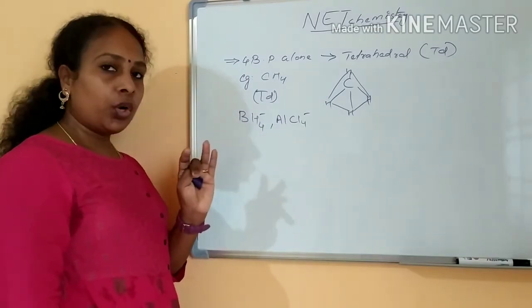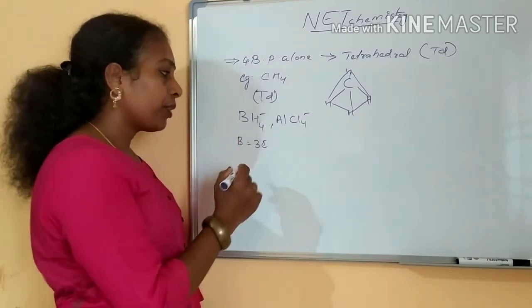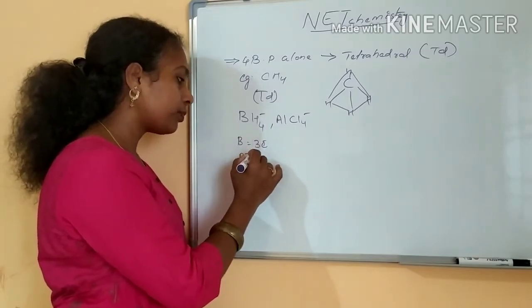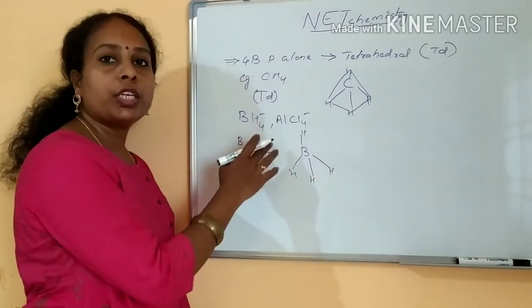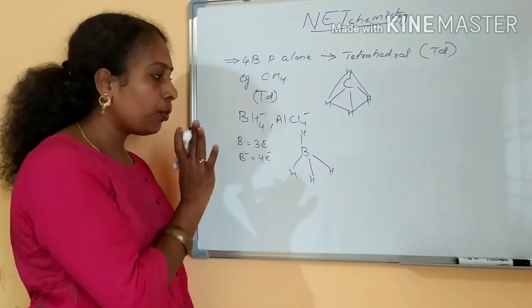Okay, boron is having 3 electrons, right? Here BH4 minus, so boron is having 3 plus 1, 4 electrons, right? BH4 minus, boron is bonded with 4 hydrogen atoms. It belongs to the point group Td.